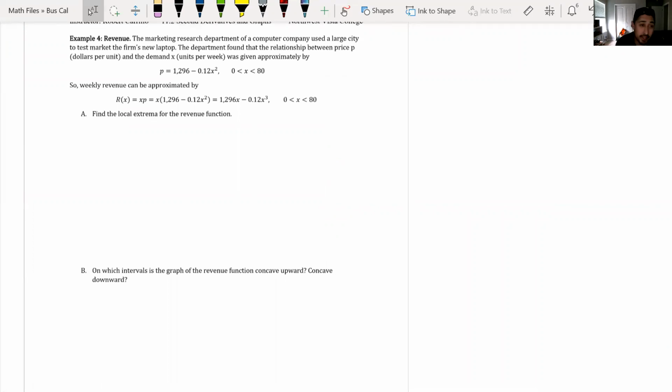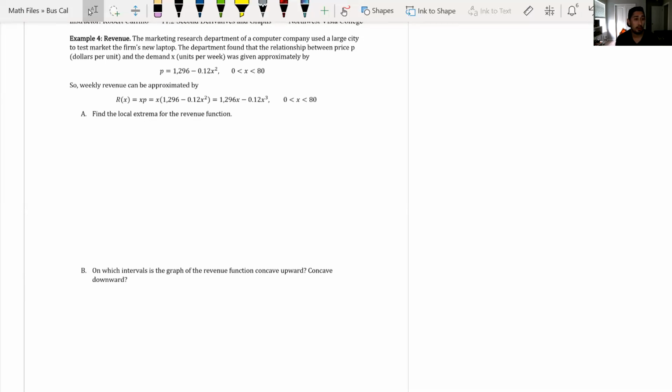Now we get to an application using all of this. The marketing research department of a computer company used a large city to test market the firm's new laptop. The department found that the relationship between price P, dollars per unit, and demand X, units per week, was given approximately by P equals 1296 minus 0.12x squared between 0 and 80 units per week.